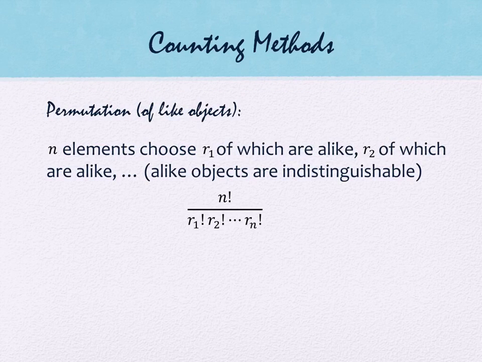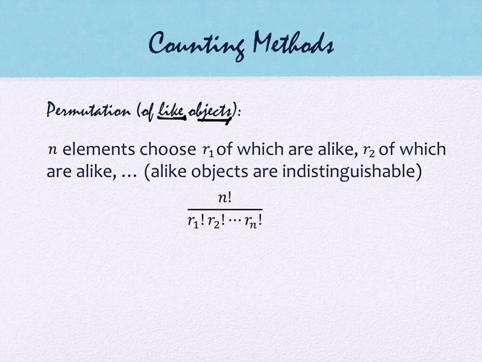All right. Now, the title of this section was Permutations and Combinations. There are 2 types of permutations. You need to know the difference between them. The first type of permutations is of like objects. If you have n elements and you choose R1 of which are alike, R2 of which are alike, and so forth, then the number of ways that this can happen is found by taking n factorial over R1 factorial, R2 factorial, all the way down to Rn factorial.